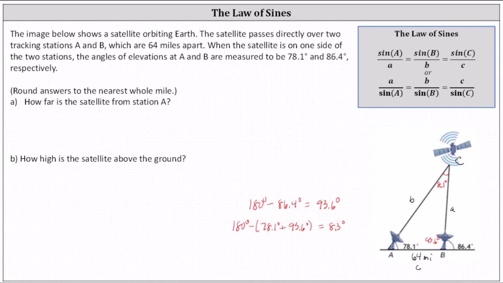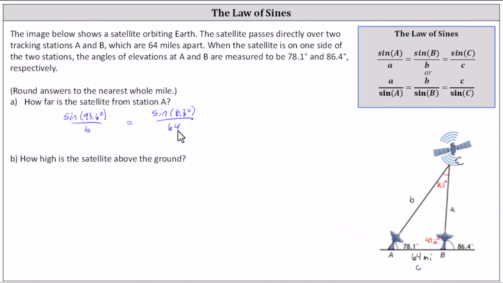And now because we have the measure of angle C and the length of the opposite side, as well as the measure of angle B, we can use the law of sines to determine the length of side B. The sine of angle B, or the sine of 93.6 degrees, divided by the length of side B, which is unknown, equals the sine of angle C, which is the sine of 8.3 degrees, divided by the length of side C, which is 64 miles. And now we need to solve for B.